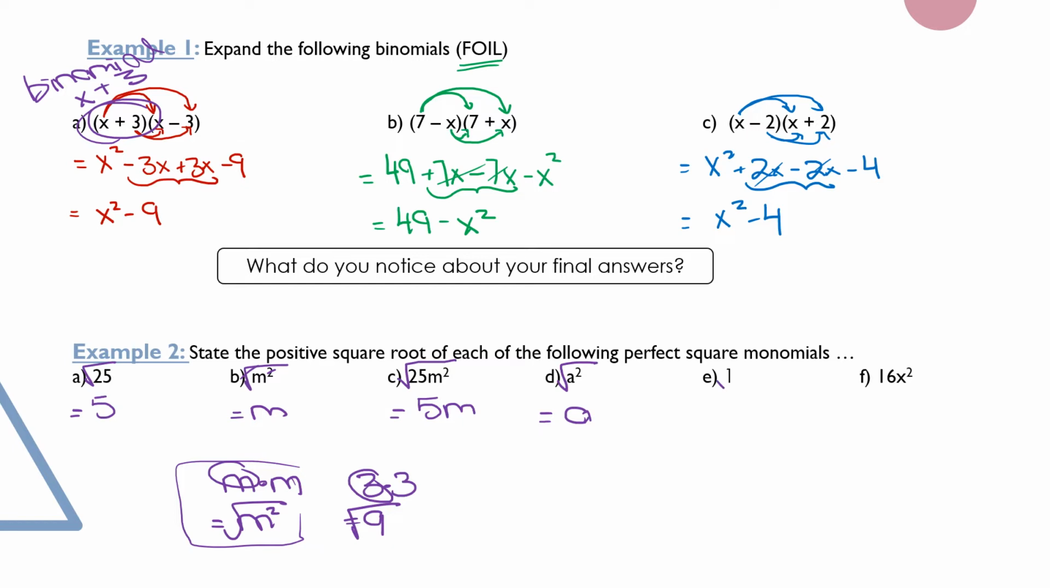And the square root of 1 is 1. What's the square root of 16x squared? So first I'm going to take the square root of 16. The square root of 16 is 4. The square root of x squared is x.